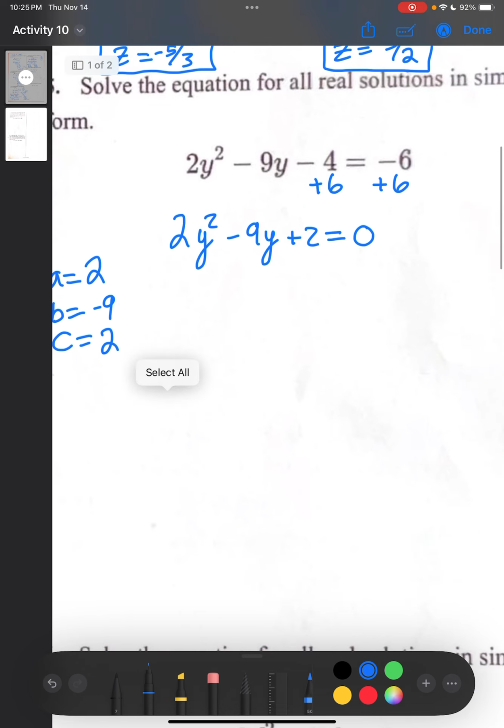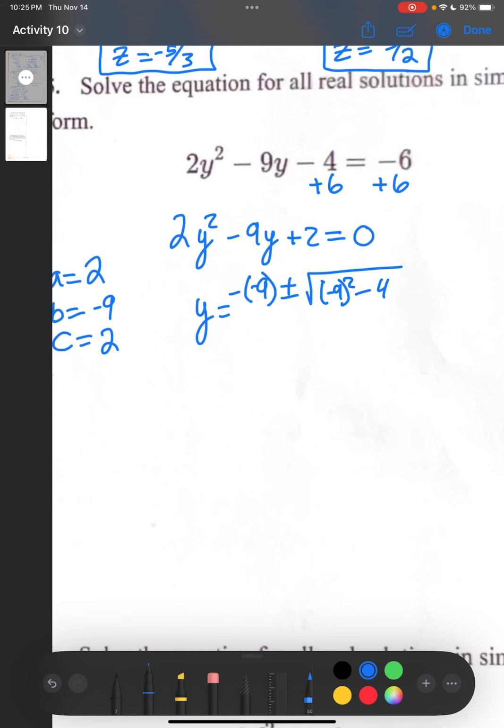So our quadratic, right? We're going to get it to y equals negative b, which is going to be our negative 9, plus or minus the square root of b squared. So we're going to have negative 9 squared, minus 4 times a times c, which both of these are 2, over 2 times our 2.